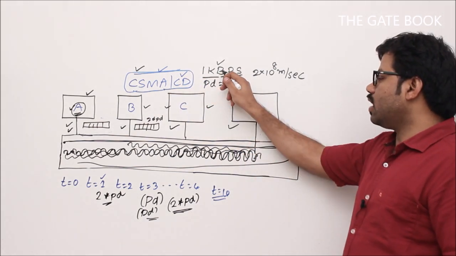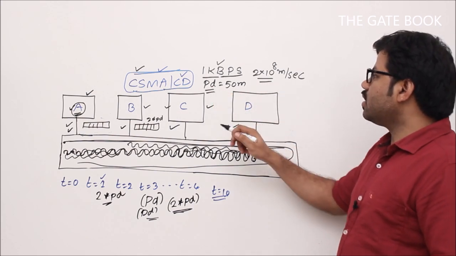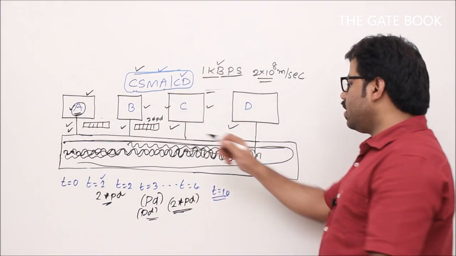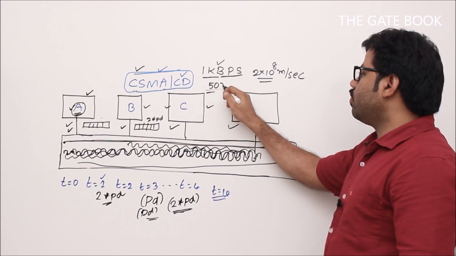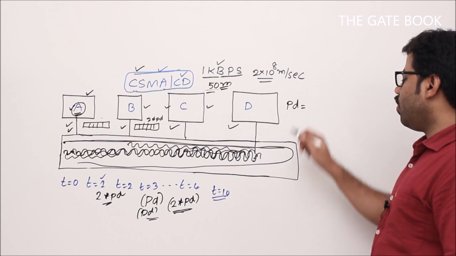Okay, where B is nothing but byte. Speed is 2 into 10 power 8, and the length of the cable is 50 meters. Now we will see the propagation delay.